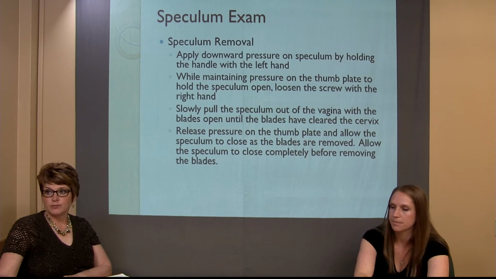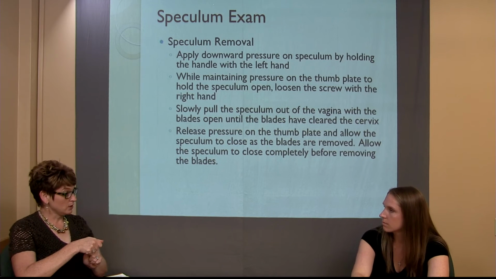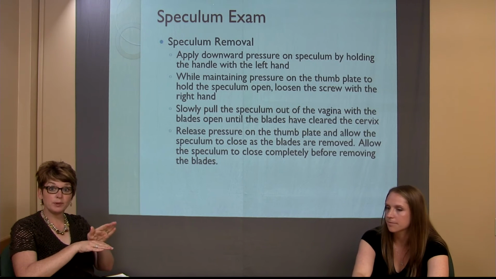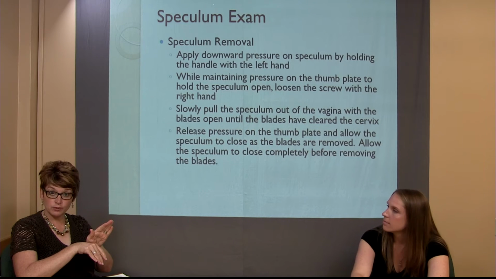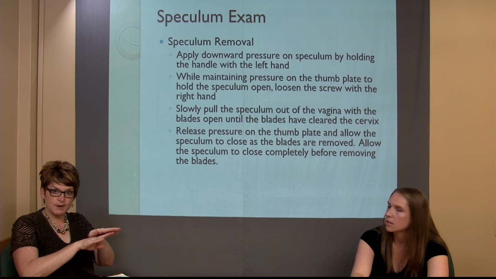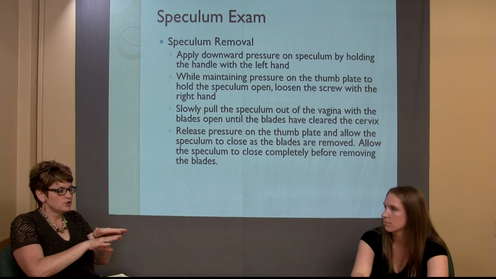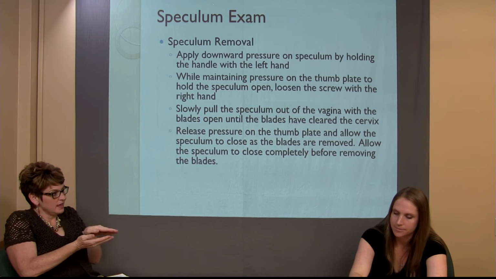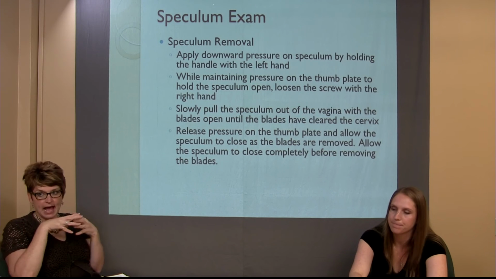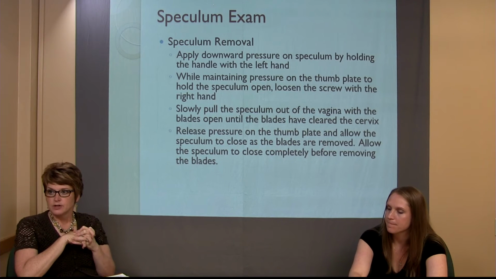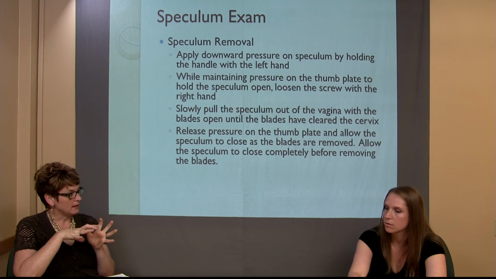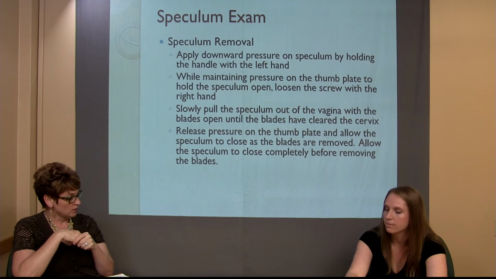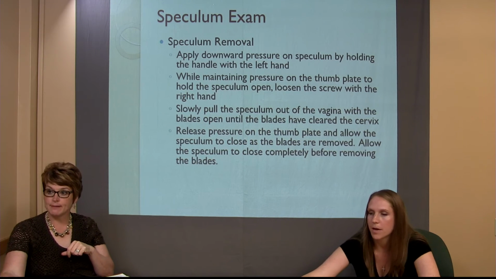And then you want to make sure that you close the speculum before you remove it. If you remove it with the blades open, it's going to be very uncomfortable for the patient. So close that speculum, and sometimes, as Michelle said, you have to back it out a little bit to release that cervix, then fully close the blades, then come out. You also want to let them know that that part of the exam is over, and now you need to proceed to the bimanual exam.